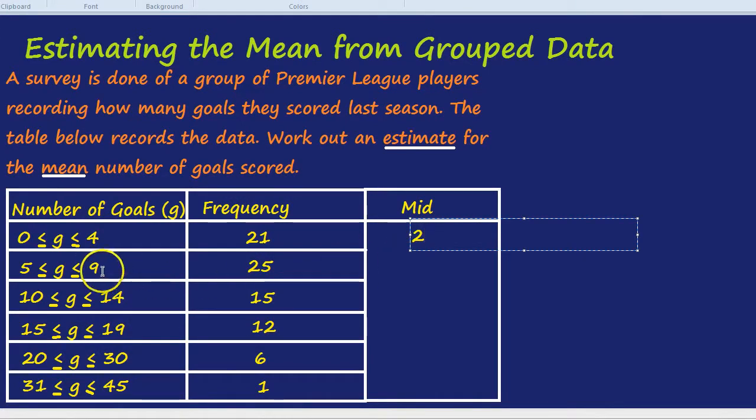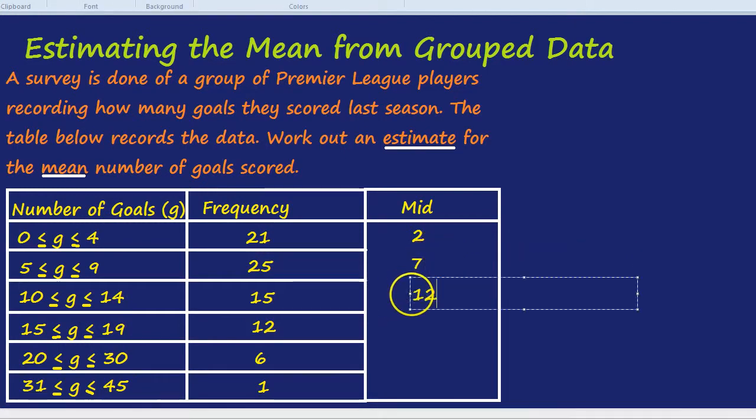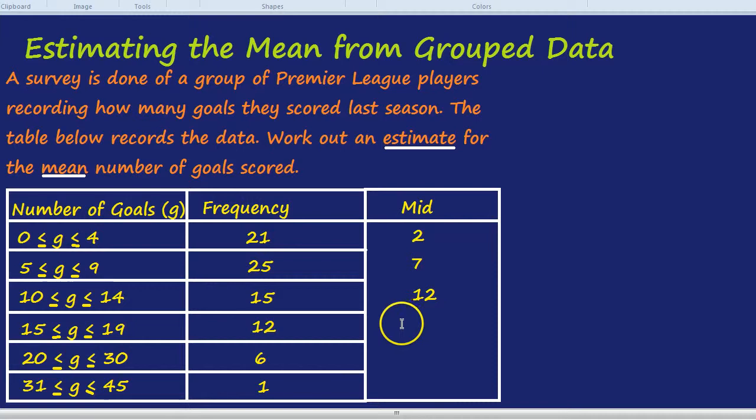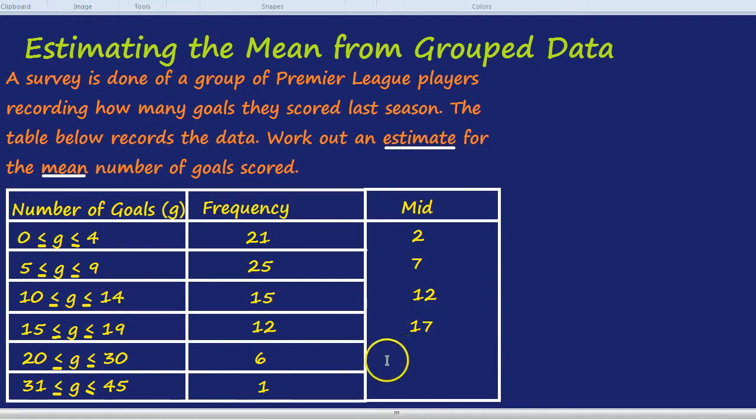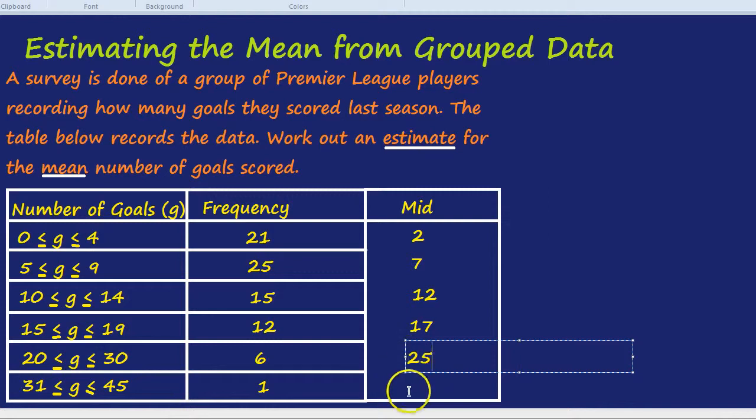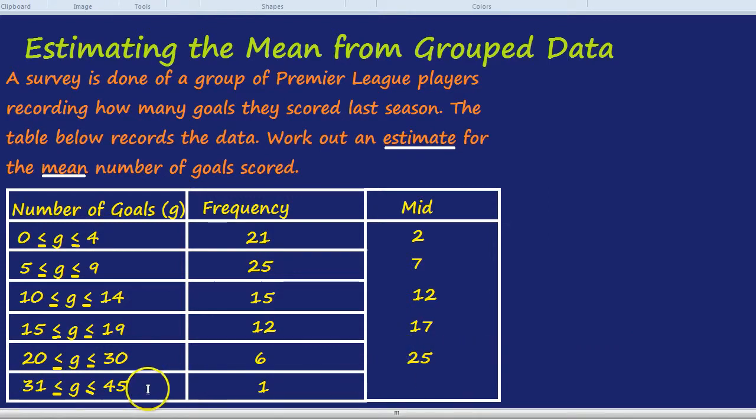What about the midpoint between 9 and 5? 9 plus 5 is 14. 14 divided by 2 is 7. The midpoint of 10 and 14 is 12. The midpoint between 15 and 19 is 17. The midpoint between 20 and 30 is 25. And between 31 and 45, I would use that trick. 31 plus 45 is 76. 76 divided by 2 would be 38.